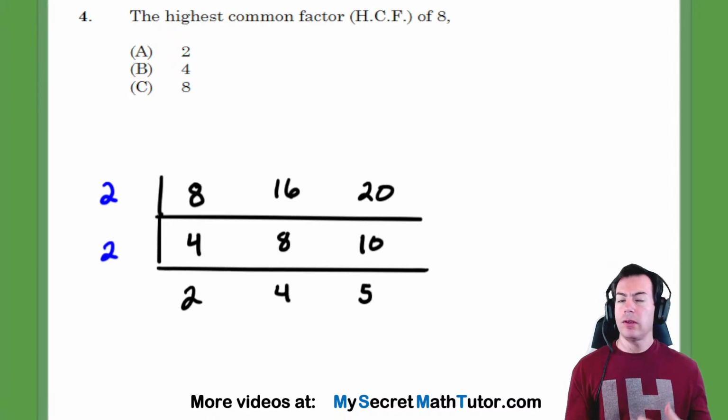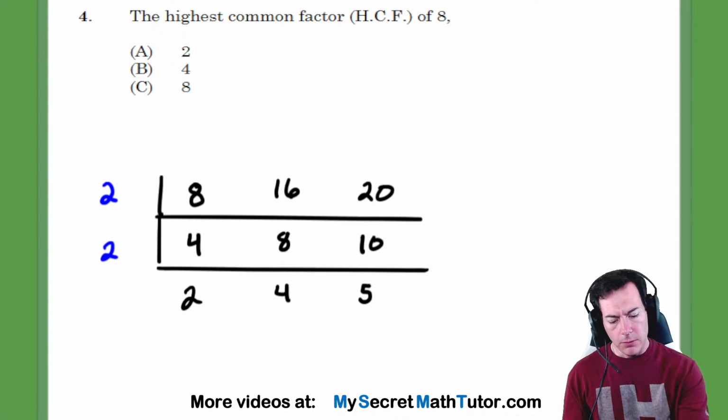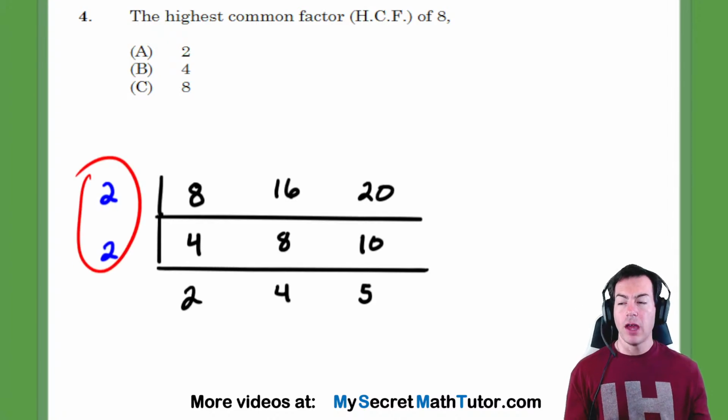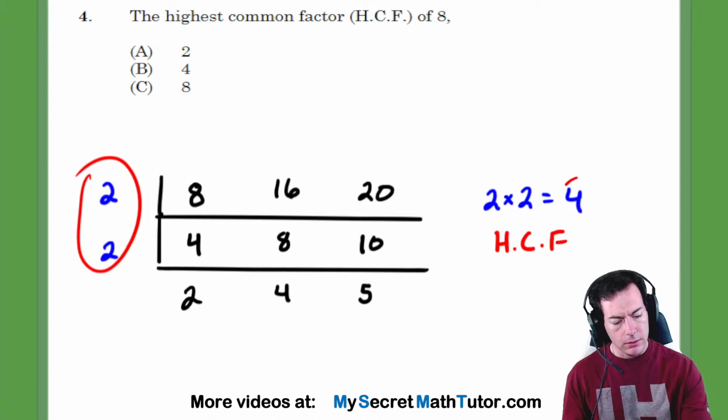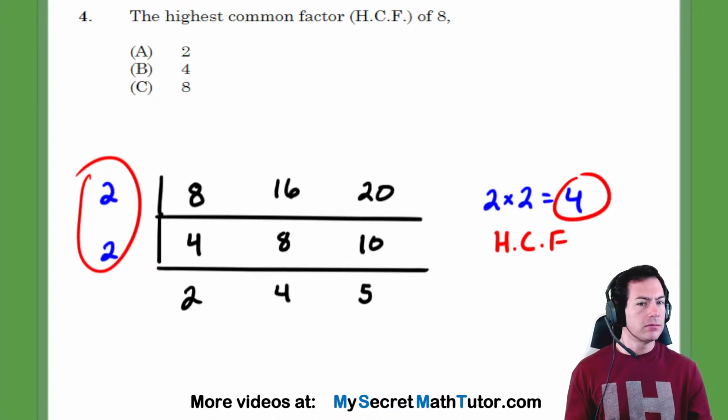So eventually we will reach a point where all of these no longer share any common factors. 5 happens to be a prime number, and I know that 5 doesn't go into 2 or 4. So that's as far as I can go with these. Now with the numbers we've collected there on the left, I can use those to build my highest common factor. So 2 multiplied by 2 gives me a value of 4, and that is what I would call my highest common factor. That's really just the 4. Nice.